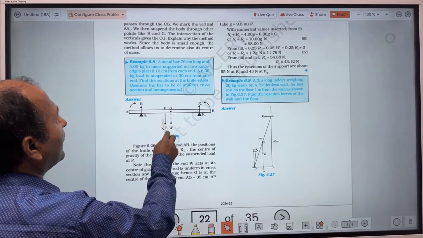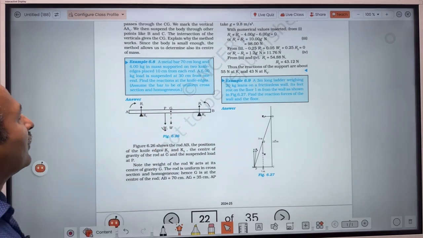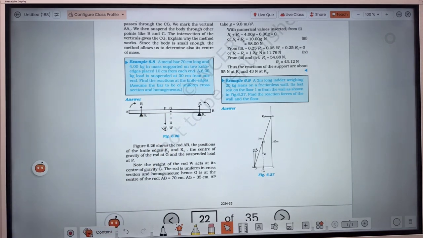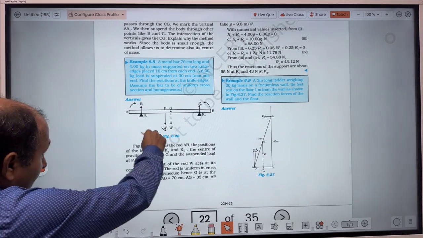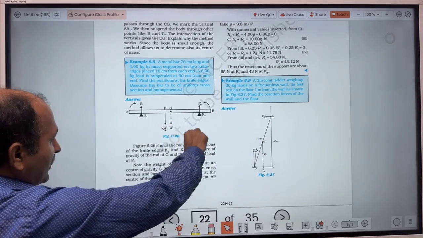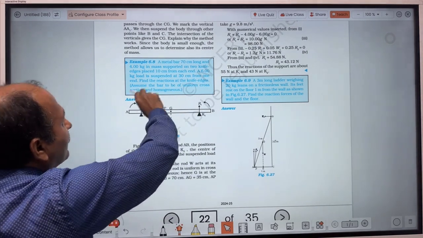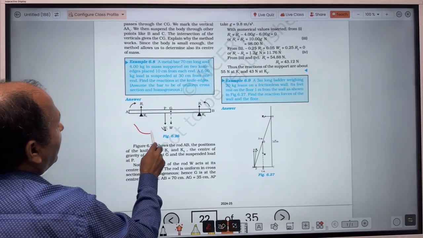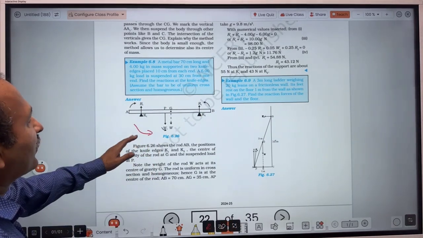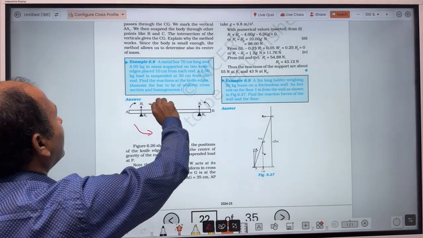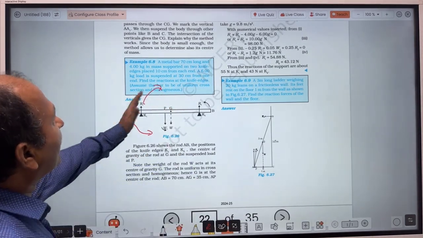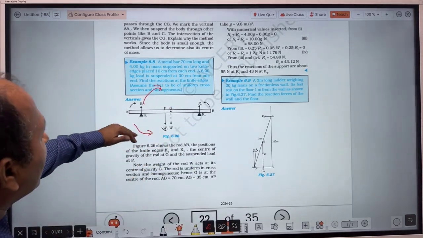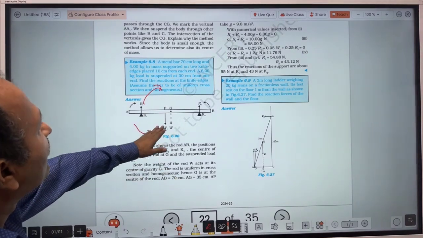Translational equilibrium will not be there if the rod is fixed. So only rotational equilibrium will be considered. In this direction we will take a positive torque. When we take moment of force in this direction, we will take it positive, and if we consider this direction, then we will take moment of force negative. So here, how will you take moment of force?